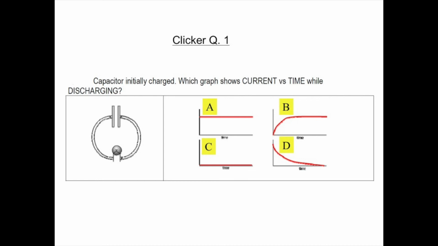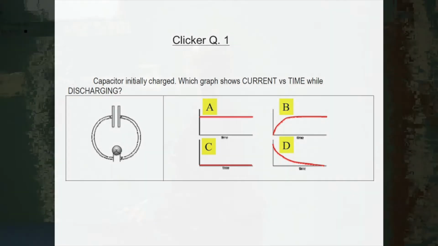This is about discharging. And the question is the following. We have a capacitor that's initially charged. Which of those graphs shows the current versus time while the capacitor is discharging?